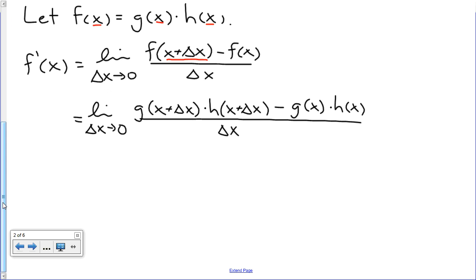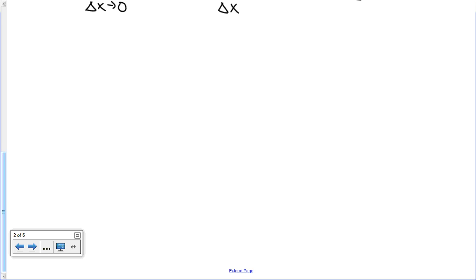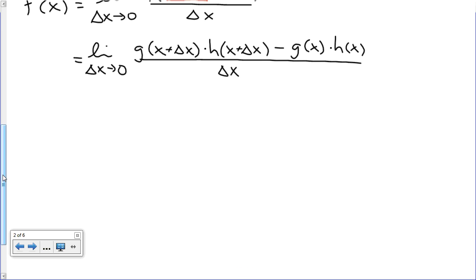All right. Now, this next step here involves adding in what we call a clever form of 0. We've seen how we can multiply by a clever form of 0, or excuse me, a clever form of 1, which means you're multiplying by a fraction whose numerator is equal to the denominator, and thus that fraction or that quotient is equal to 1.